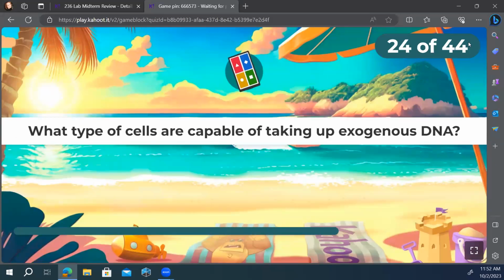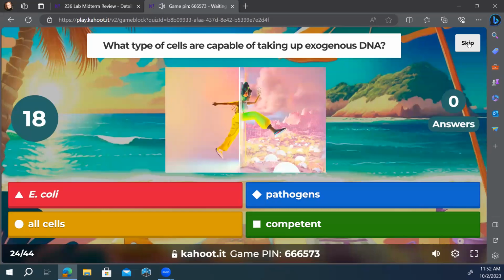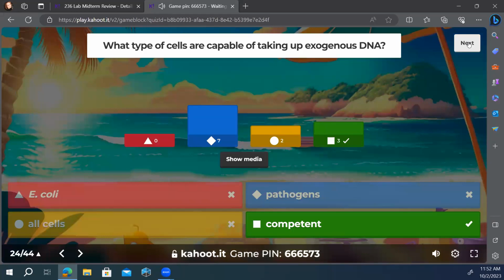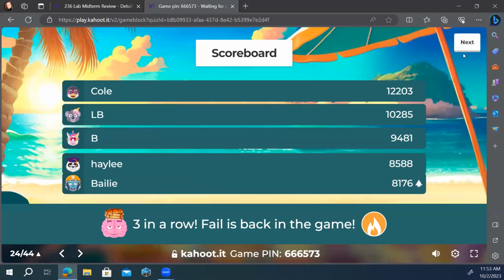All right, what type of cells are capable of taking up exogenous DNA? All right, so the answer we are looking for here is competent. If a cell is competent, that allows it to take up exogenous or outside DNA pieces. This is what we did in the transformation experiment. So those Tupperware were competent cells, and they don't have to be E. coli.